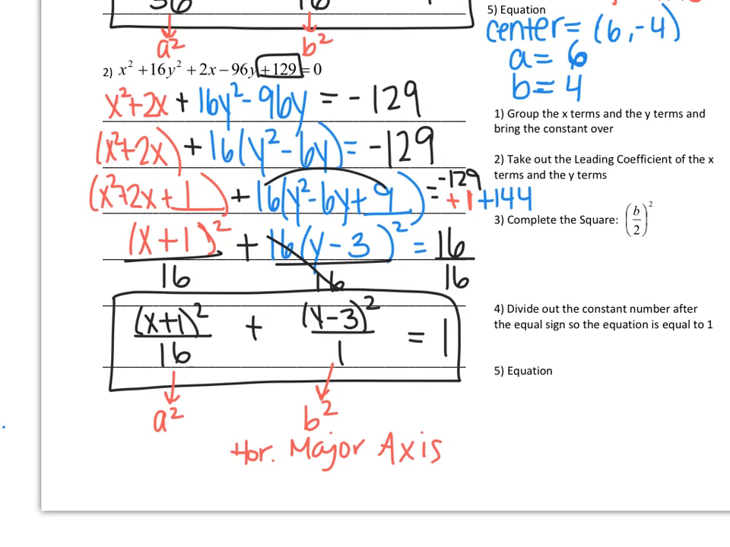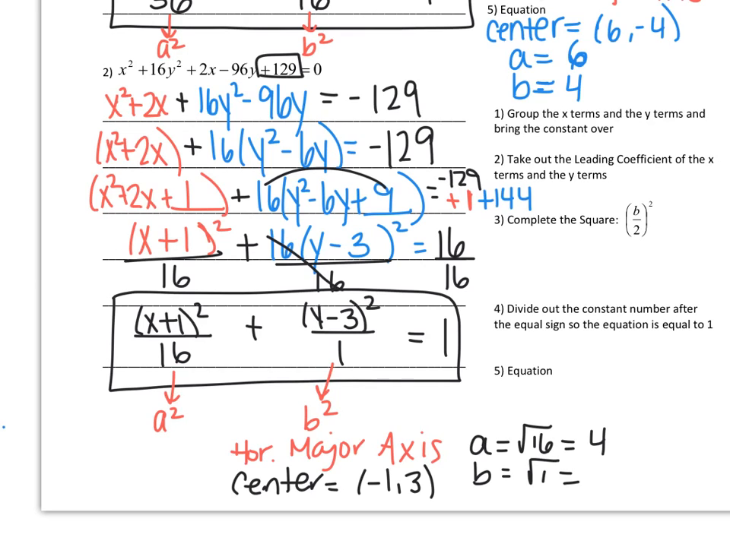the center is negative 1, positive 3. My a value is the square root of 16, which is 4. My b value is the square root of 1, which is 1.